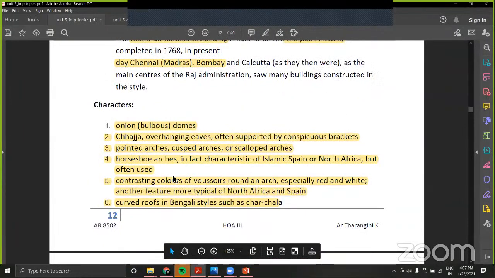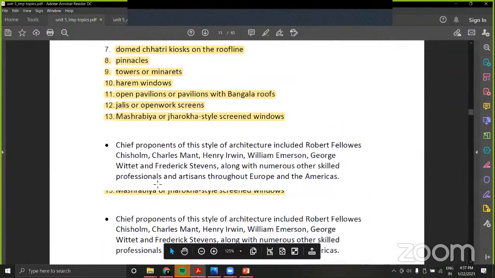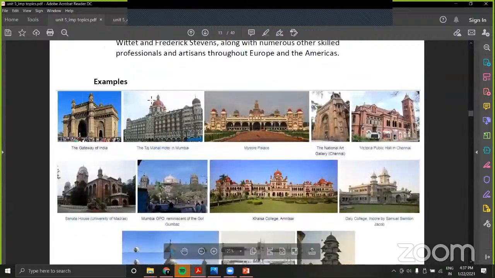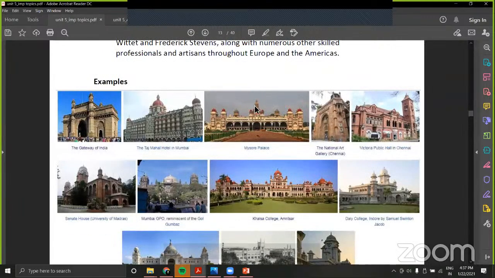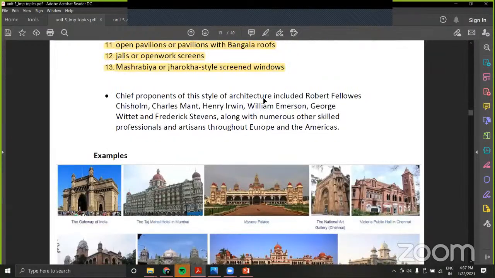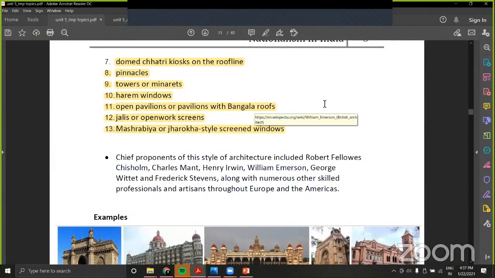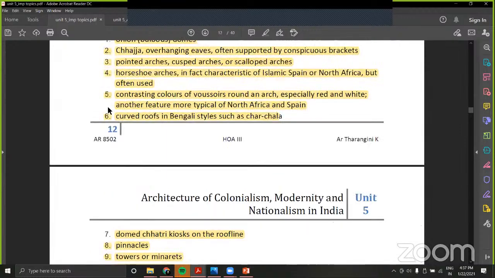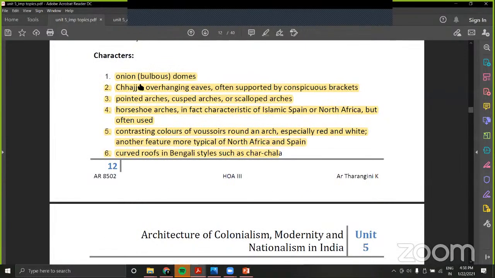Those are onion domes, which we call onion domes on the side. We all know this is the Taj Hotel in Mumbai. This is Mysore Palace. These are called onion domes. This is chhajja, overhanging eaves, often supported by concentric brackets. These are all Indian terms, chhajja and pakka and all that.